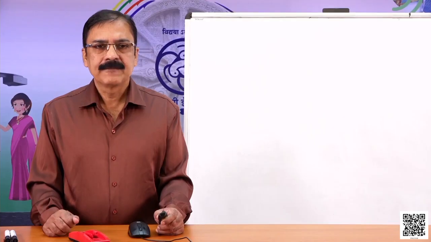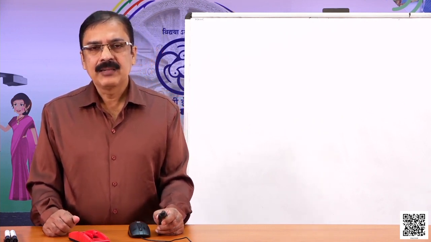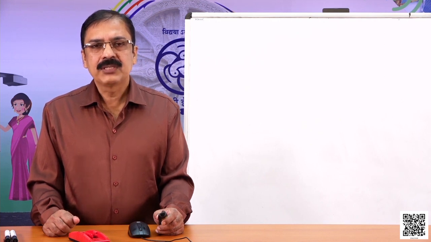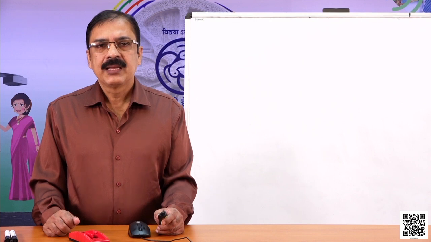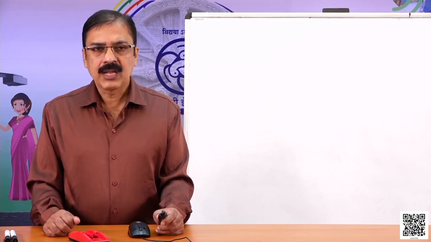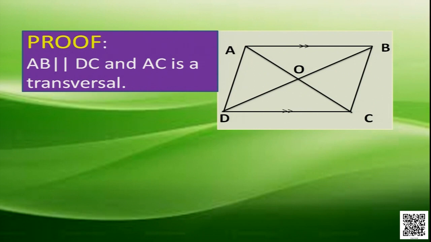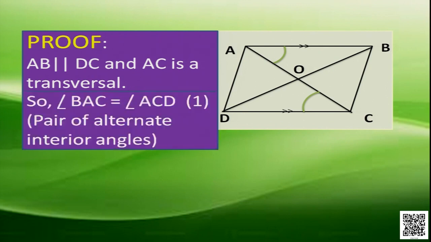Then how to prove this? In this figure, AB and CD are parallel, as this is a parallelogram, opposite sides are parallel, and AC is a transversal. If we consider these three lines, then we have these angles, that is angle BAC and angle ACD, to be alternate interior angles. And you know, in parallel lines, what is the relationship between the alternate interior angles? So we can write that angle BAC is equal to angle ACD.